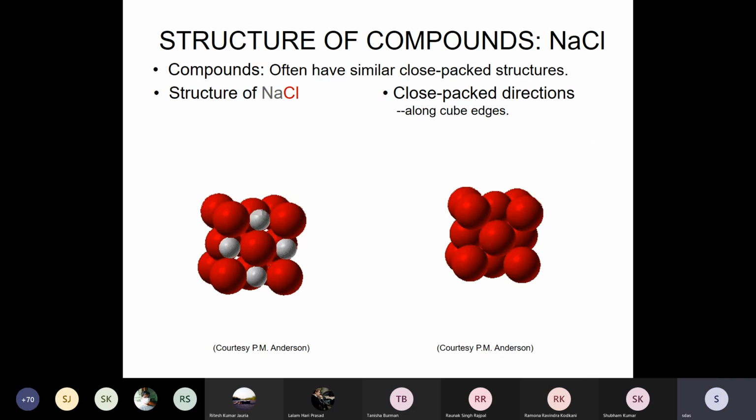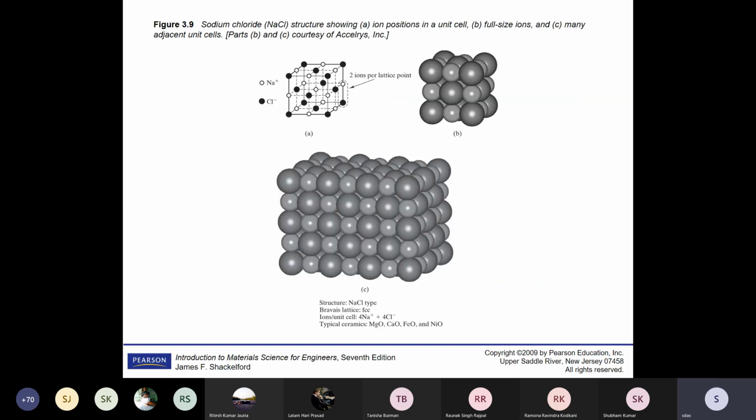Now I show you a very common structure. It's called sodium chloride type structure. Sodium chloride, the common salt. You see, it has sodium ions and chlorine ions. Looks like the chlorine ion at the face-centered position and sodium ion at the center of each edge.